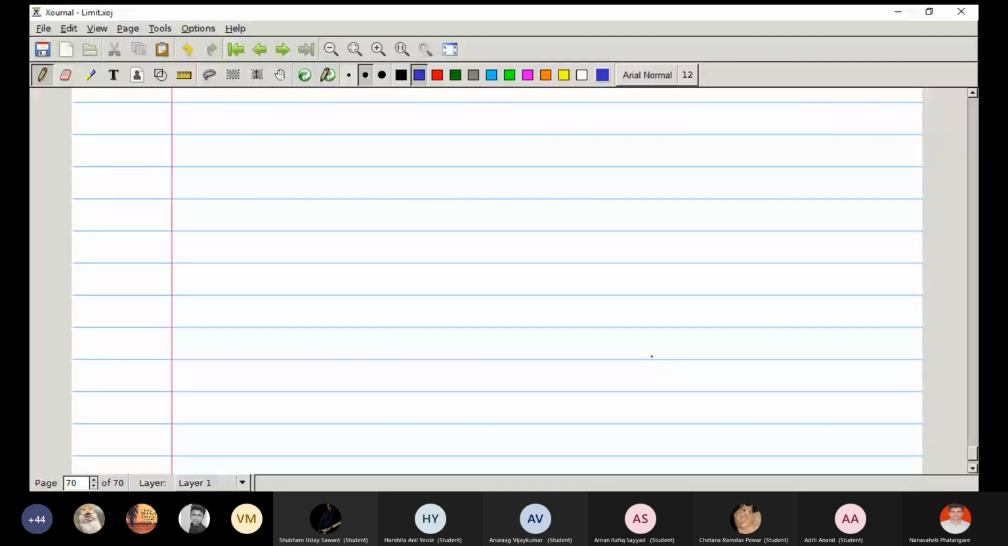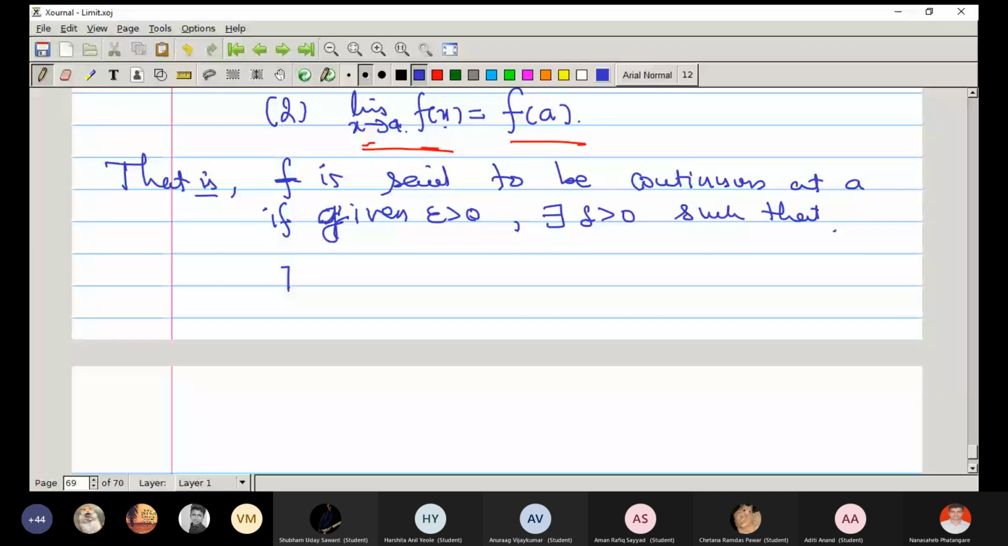The distance of x from a is less than delta, then the distance of f(x) from f(a) is less than epsilon. Now the limit is f(a), the value of the function at a. Here necessarily the limit is the value of the function at a. But here I won't write that it is greater than 0. Why won't I write this? Because a is included in the domain.